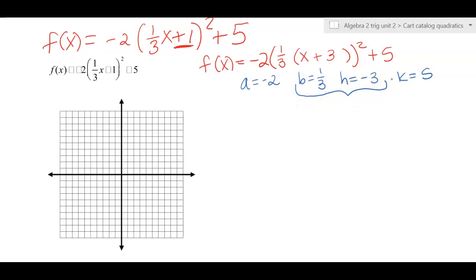These things are horizontal because they were immediately affecting x before we would square anything. They were happening to x inside of the function. Okay? So the b of 1/3, can somebody say in words what type of transformation that's supposed to cause? Taylor? Horizontal. Okay, so horizontal because it's in there affecting x. And then do we want to say stretch or compression? Stretch.